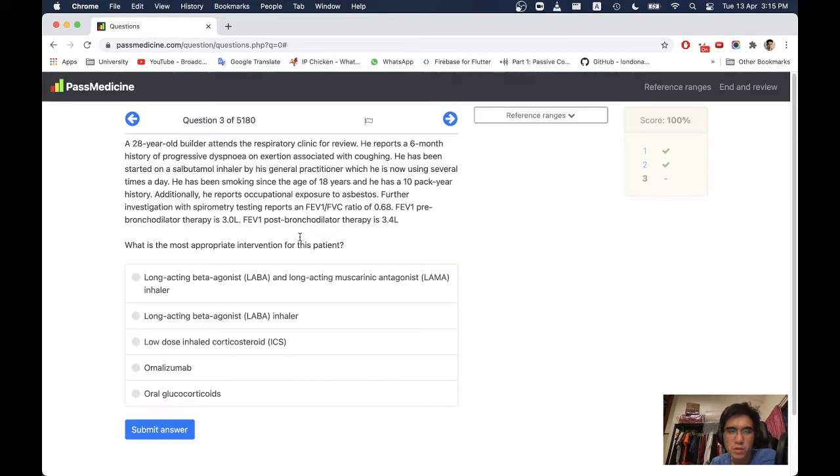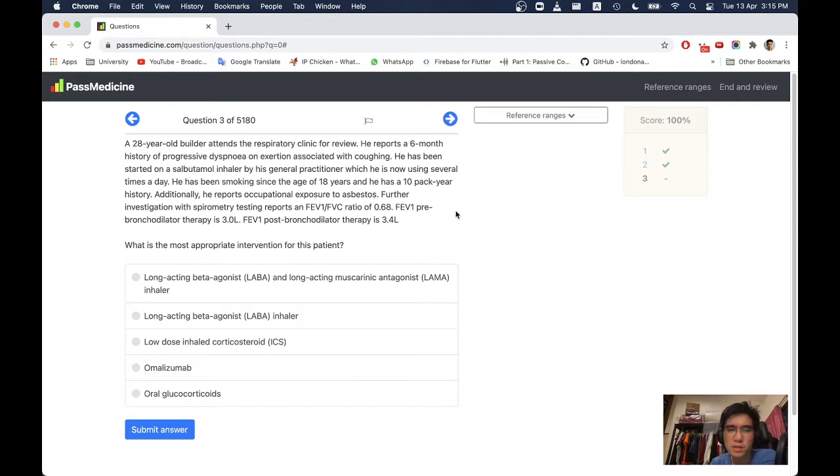Okay, next question. A 28-year-old builder attends the respiratory clinic for review. He reports a 6-month history of progressive dyspnea and exertion associated with coughing. He has also been started on salbutamol inhaler by his general practitioner, which he's now using several times a day. That's not good. No good control at all.